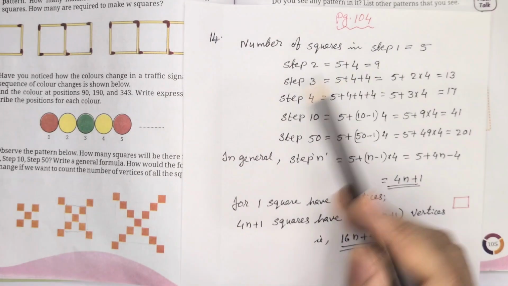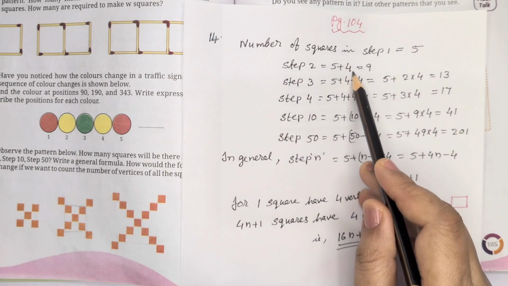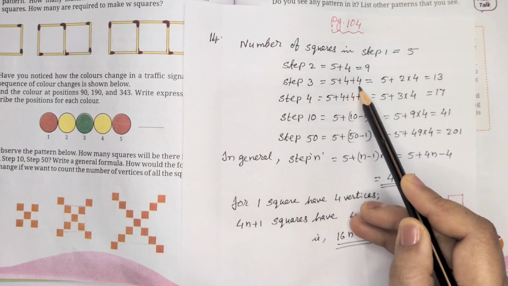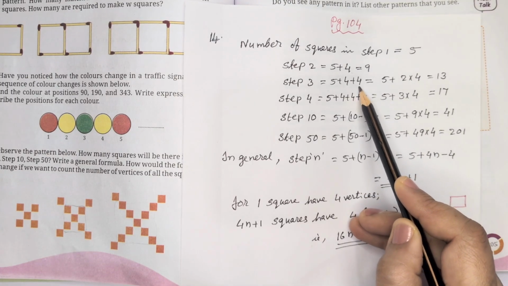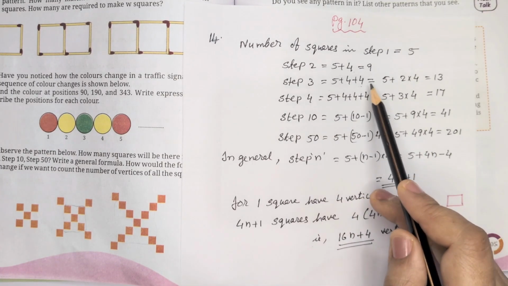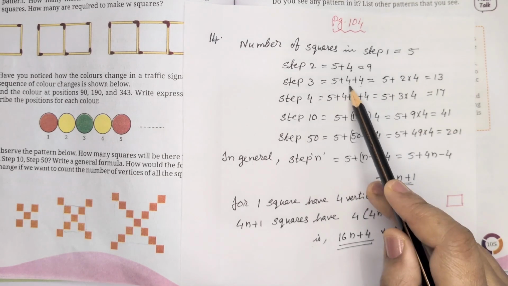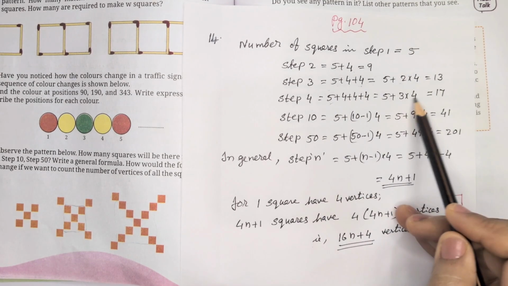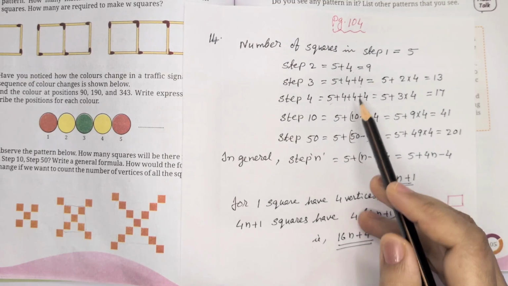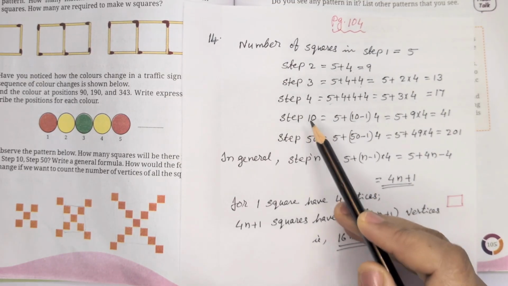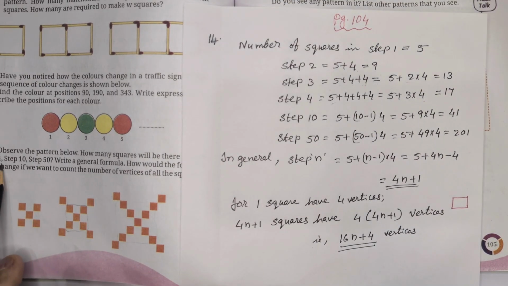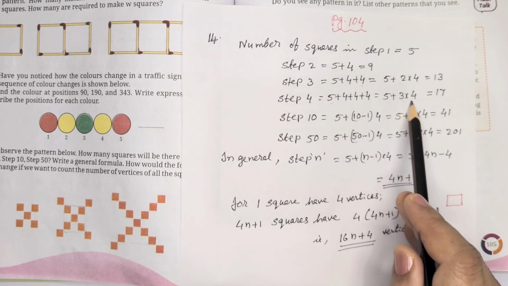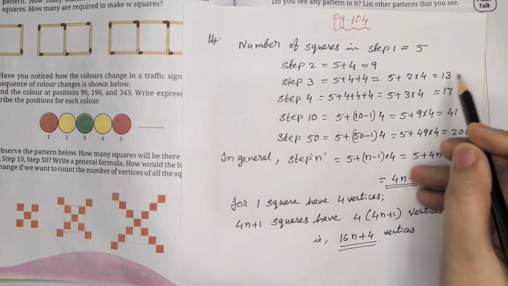In step 2, original one 5, that plus 4, 9. Step 3, another 4 more. So it will come 5 plus 4 plus 4. This one we can write as 5 plus 2 into 4. Then 5 plus 3 into 4. So when we are moving like that way, in step 4, we have to calculate 5 plus 3 into 4, 3 into 4, 12, 12 plus 5, 17.